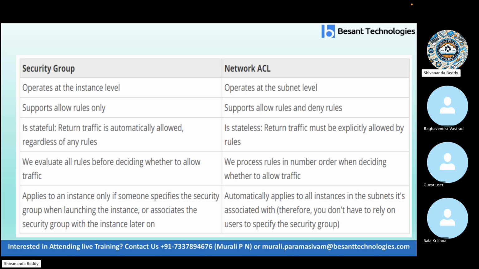Then in security group, we evaluate all the rules before deciding whether to allow or deny. In network ACL, we process the rules in number order when deciding whether to allow or deny the traffic. Then security group applies to an instance only if someone specifies the security group when launching the instance, or associates the security group with the instance later on. But network ACL automatically applies to all the instances in the subnets it's associated with, therefore you don't have to rely on the users to specify the security group. Okay, these are the major differences.